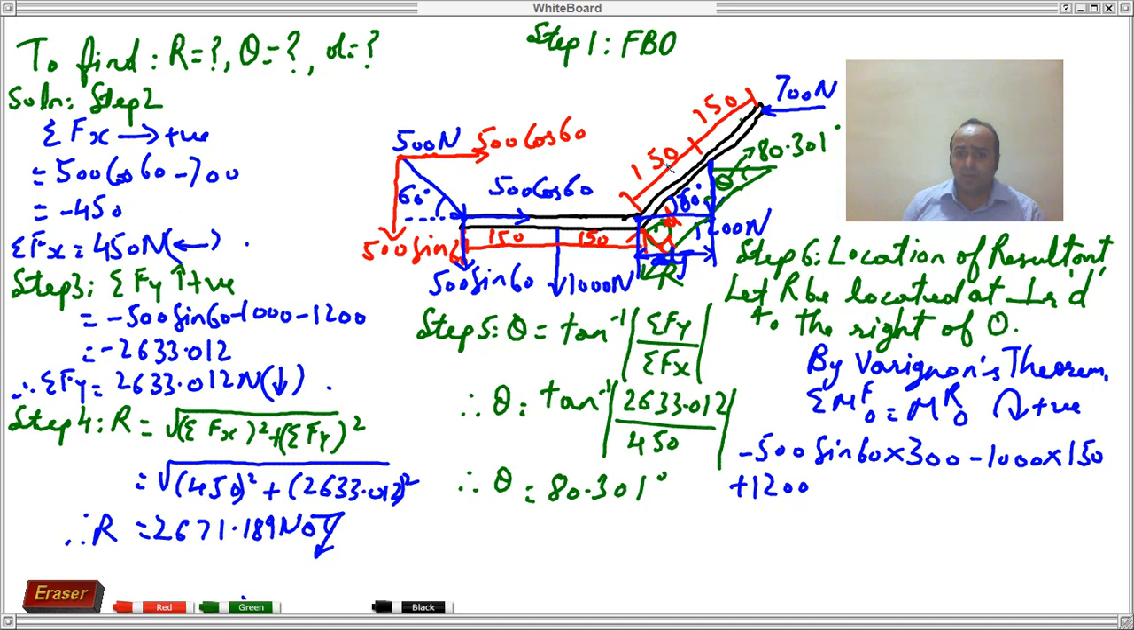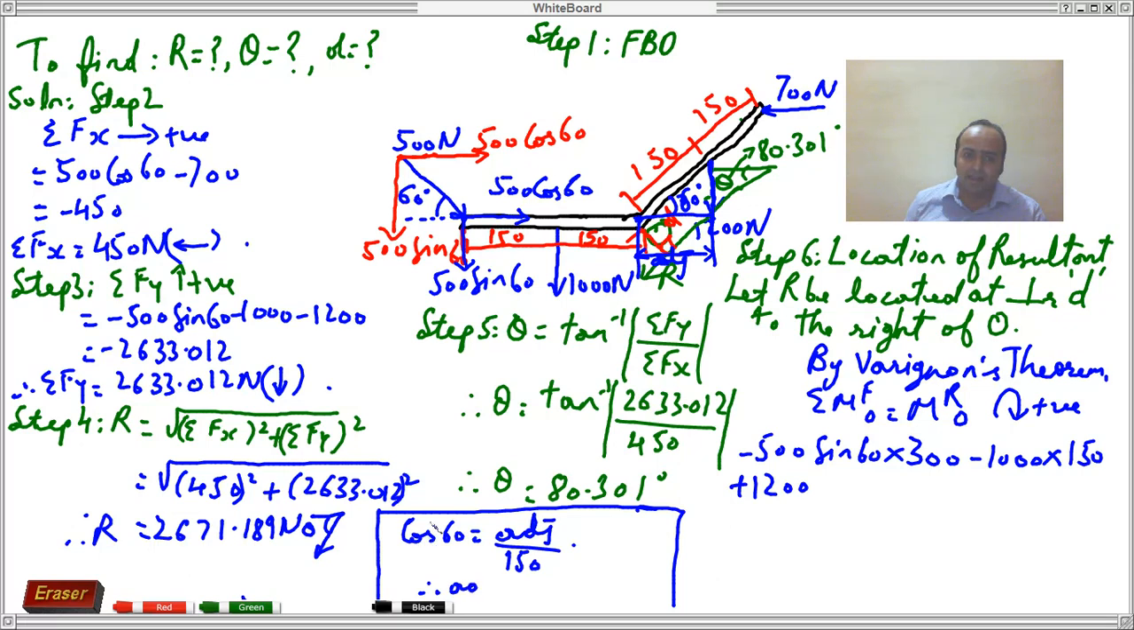Friends, this distance will be the perpendicular distance for the 1200 Newton force. How do we get that? In this right angle triangle, cos 60 is adjacent upon hypotenuse. Just for our calculation sake, I can write it down over here. Cos 60 is equal to adjacent upon hypotenuse, that is 150. Therefore, adjacent is equal to 150 cos of 60. So plus 1200 into 150 cos of 60.